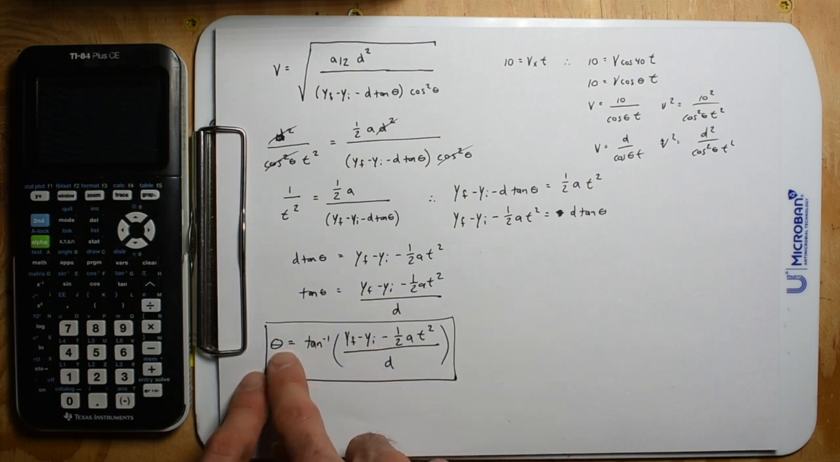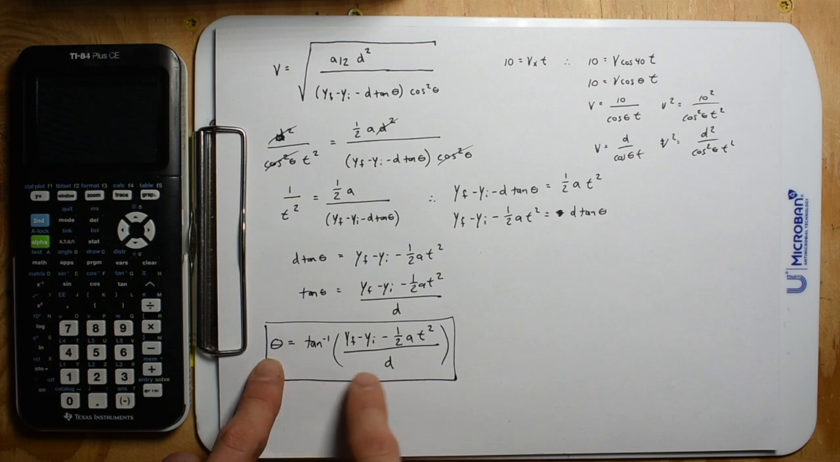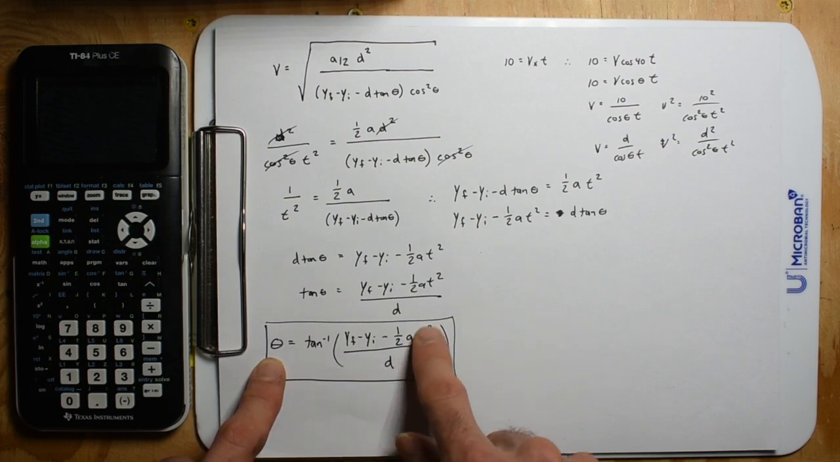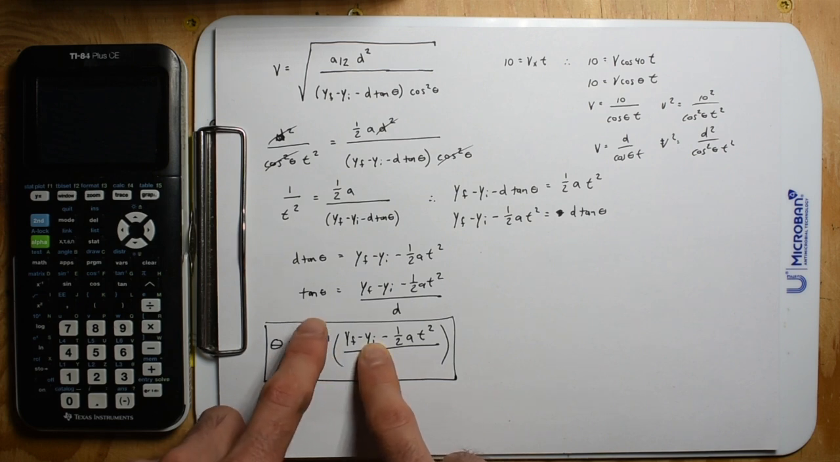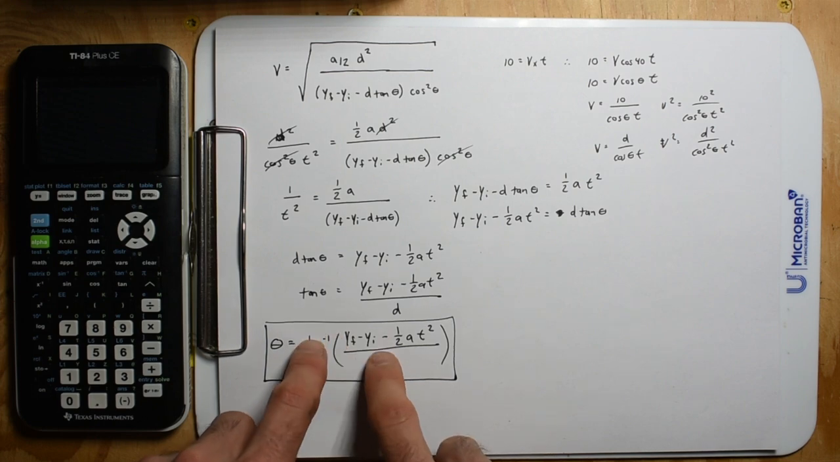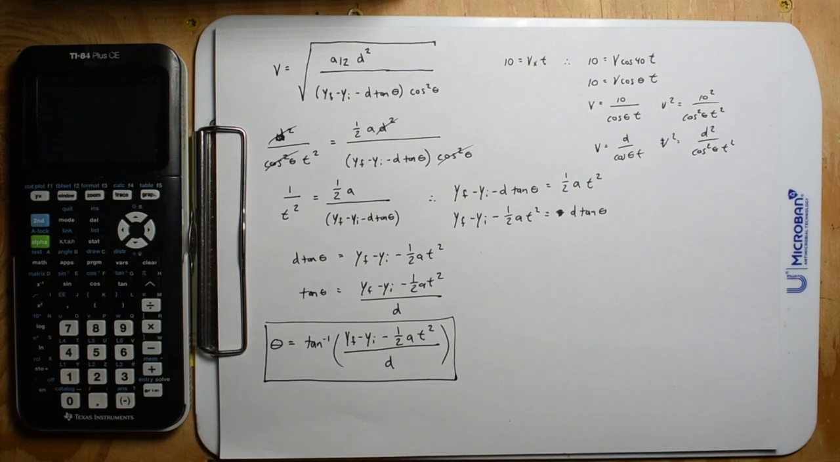And now I have a function for the angle where I can just throw in the distance away from the basket, the time it takes a shot to be made, the initial height of the basketball player, and the height of the rim. Okay, let's get on with it.